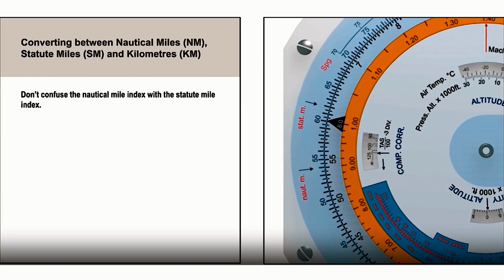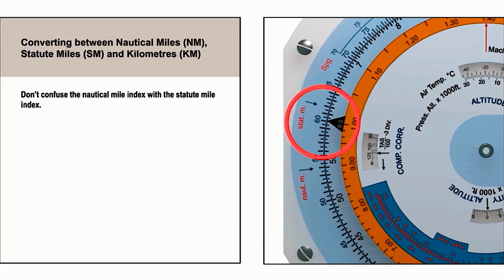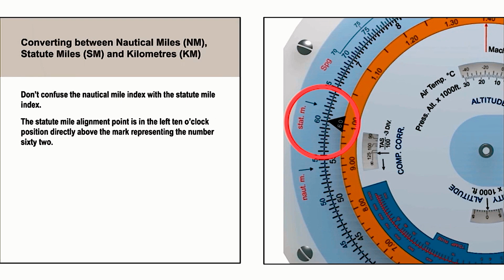Don't confuse the nautical mile index with the statute mile index. The statute mile alignment point is in the left 10 o'clock position, directly above the mark representing the number 62. Now let's look at a couple of examples.